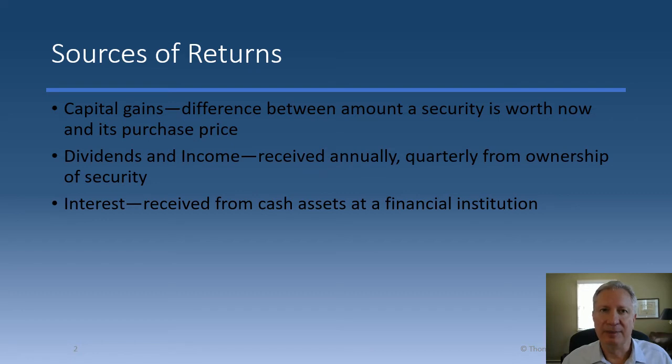Think of older companies, Procter & Gamble, General Motors, GE. Older today might even be Microsoft. I remember when Microsoft first started paying dividends, and that seemed like a watershed moment. So older, larger companies pay dividends. These are your sources of returns: capital gains, dividends and income, and interest.